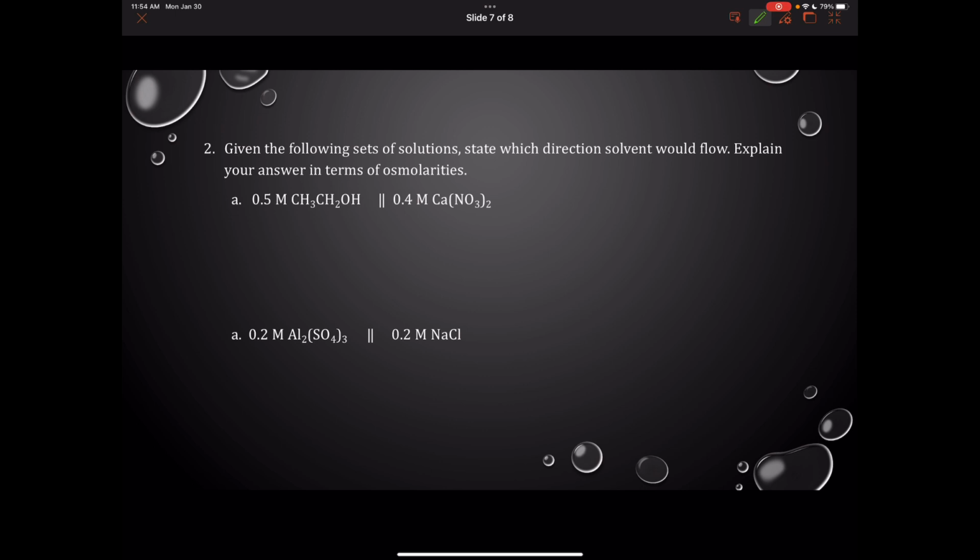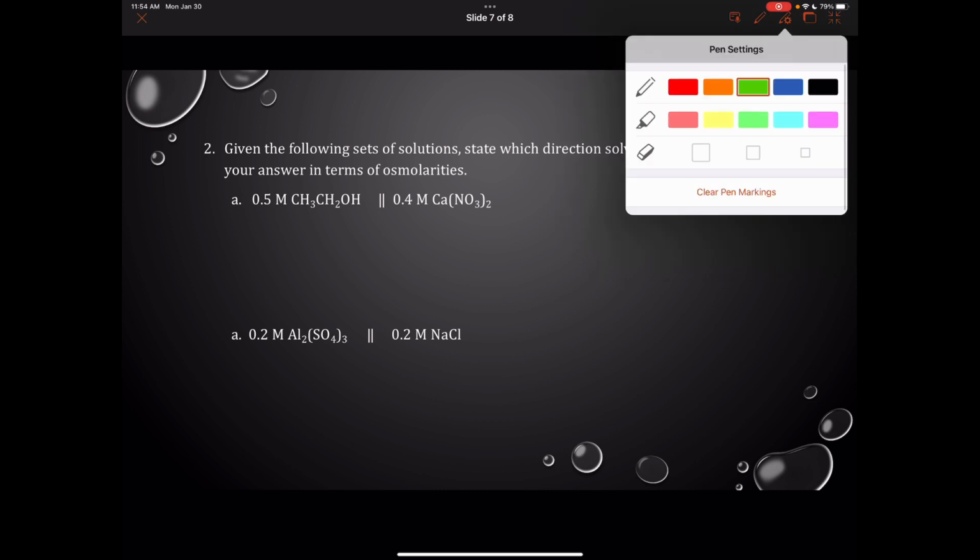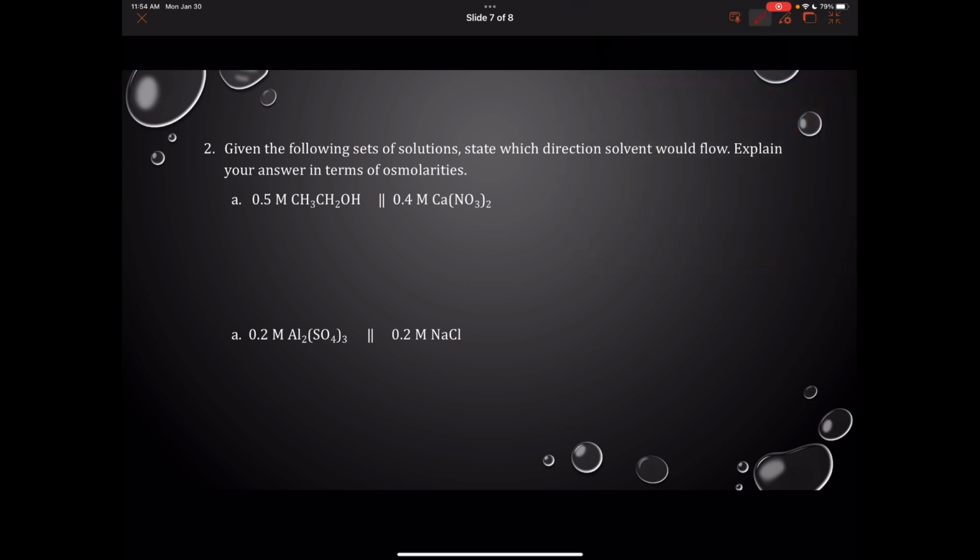So in our next problem, we're given a set of solutions and we're asked to indicate which direction our solvent would flow. And we're asked to explain this in terms of osmolarities. You could also be asked to explain it in terms of osmotic pressure. So we're doing the same thing we did in number 1. We've got to figure out, do we have electrolytes or non-electrolytes?